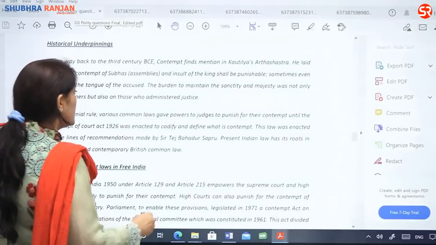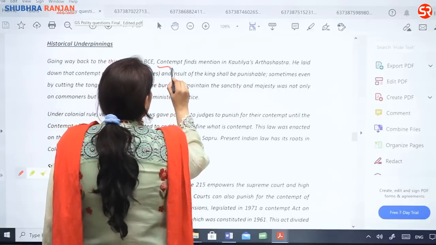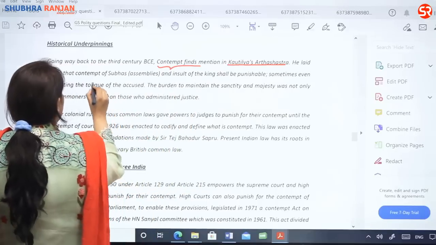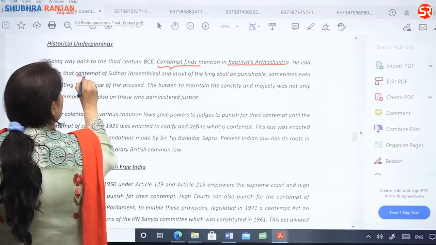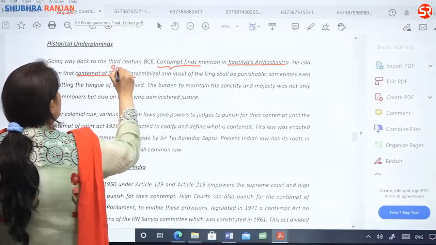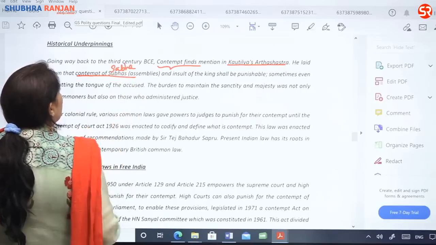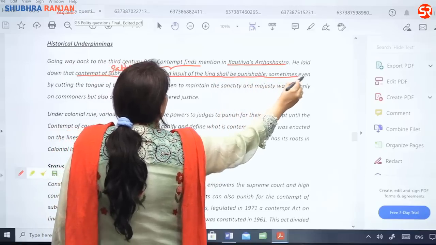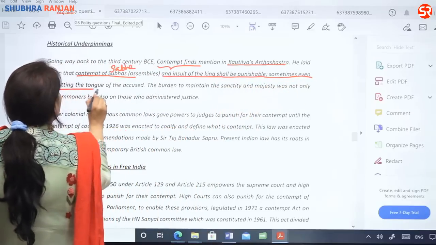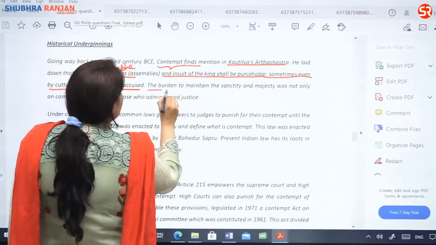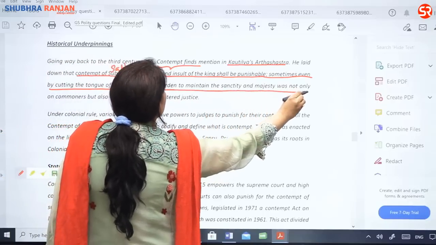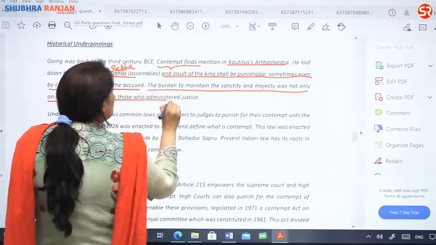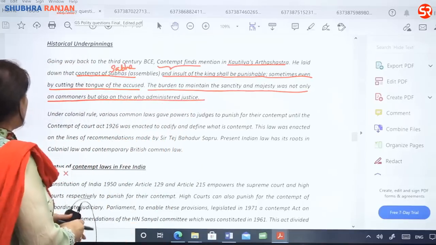Going back to the 3rd century, contempt finds mention in Kautilya's Arthashastra. He lays down that contempt of Sabha, Samiti and insult of the king shall be punishable, sometimes even by cutting the tongue of the accused. The burden to maintain the sanctity and majesty was not only on commoners but also on those who administer justice.